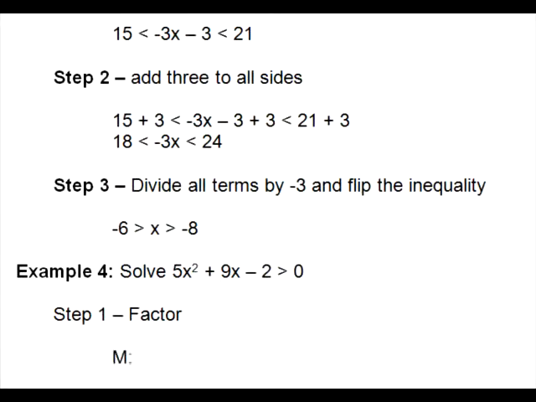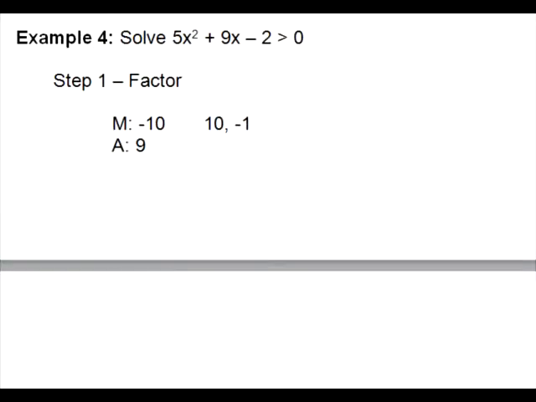So we're going to do the m and the a. We're going to multiply to get negative 10, and we're going to add to get 9. Those numbers should be, hopefully, 10 and negative 1. Then what I'm going to do is rewrite it as 5x squared plus 10x minus x minus 2 is greater than 0.